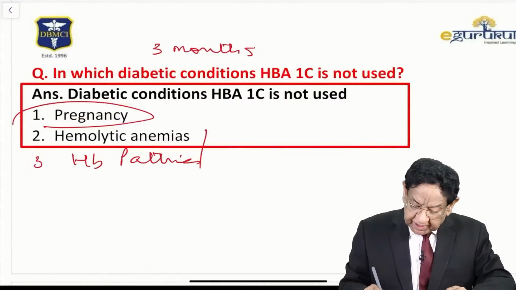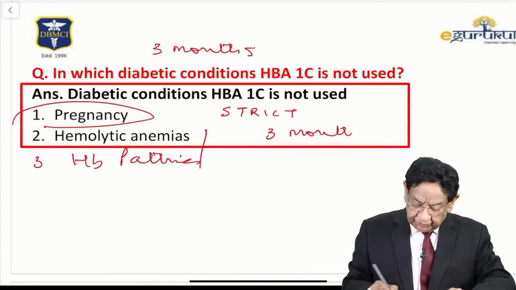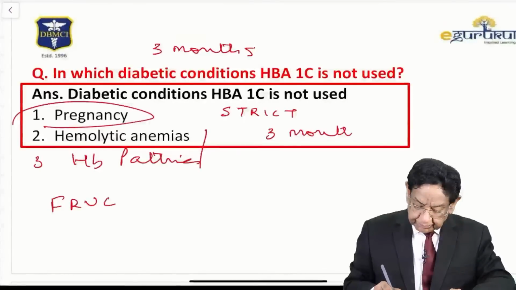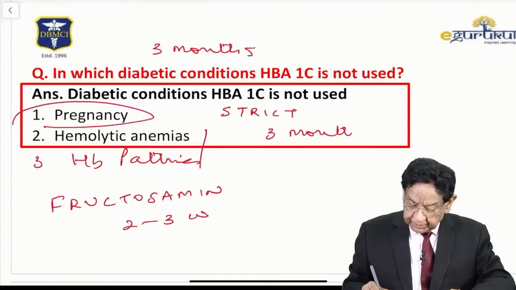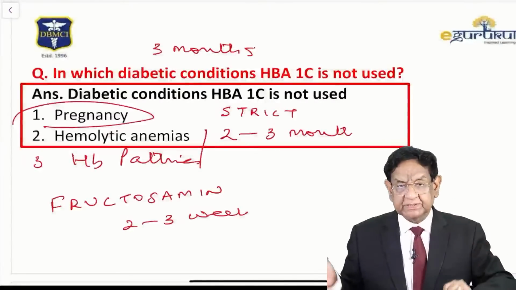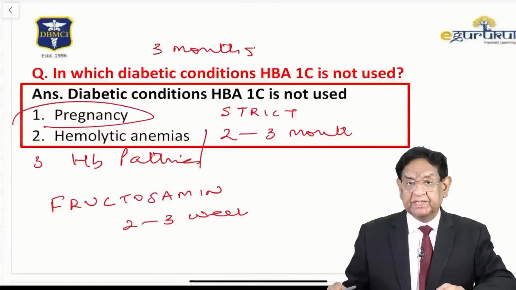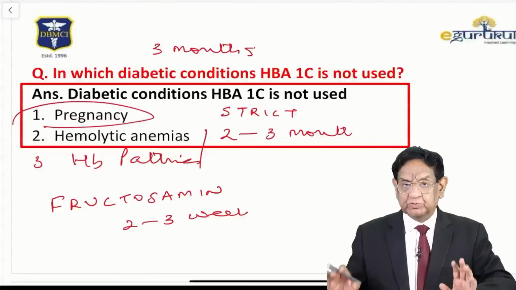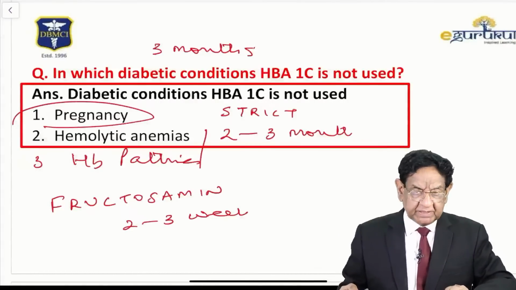So we need a strict control. So we cannot rely on a 3 months figure of diabetes. So we use fructosamine. It tells you sugar control of the last 2 to 3 weeks, in contrast to HbA1c, which tells you sugar value for the last 2 to 3 months. So in this scenario, in particular in pregnancy, we like to use fructosamine to get the absolute correct value, so that we are very vigilant. Otherwise, it may create problems for the mother and the fetus.